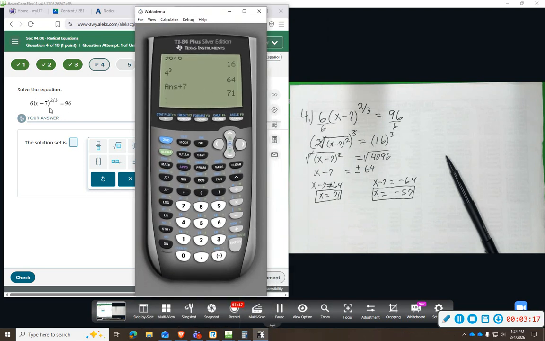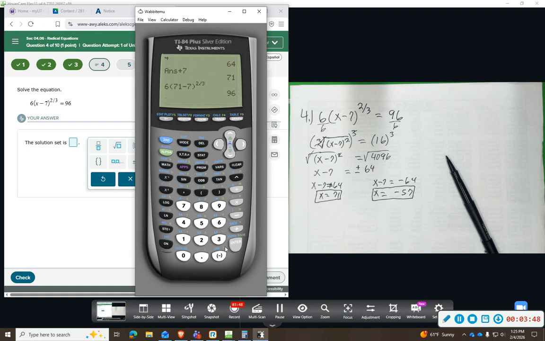So I'm going to type it in just like so. I'm going to do 6 and then parentheses, and we're going to type in 71 first, minus 7. We're going to raise this to the 2/3 power, and then compute, and we get 96.